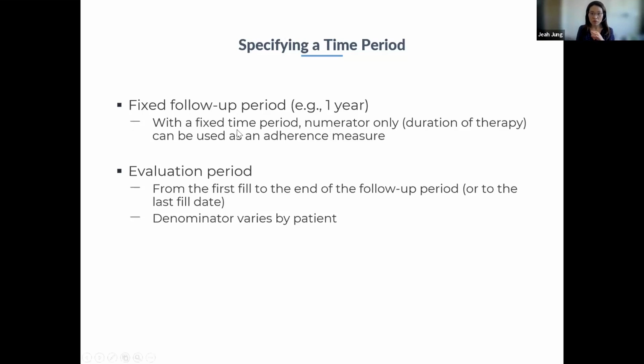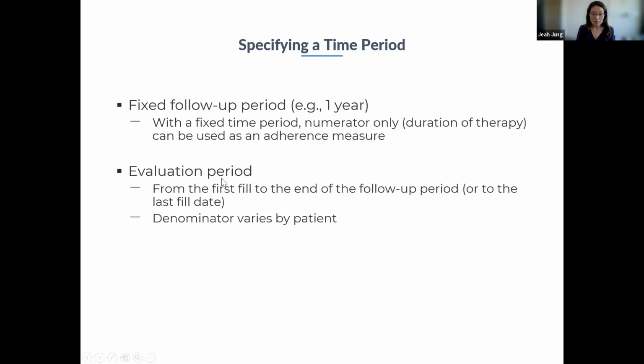For this measure, because the denominator is the same across all the beneficiaries, you could simply use the numerator only. But if you want to calculate MPR, you use the days supply in your numerator, and it becomes the MPR measure.